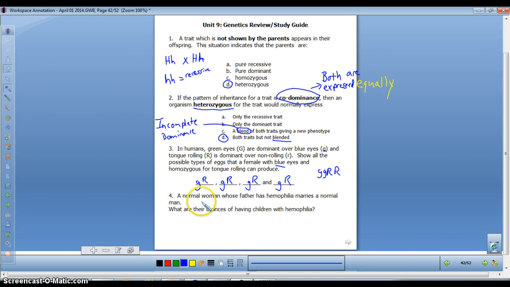A normal woman, remember hemophilia is X-linked, a normal woman marries a normal man. But the normal woman's father had hemophilia, which means she's carrying it. So we use H's for hemophilia. It's recessive, so she's carrying it, a normal male. What are the chances of them having children with hemophilia?